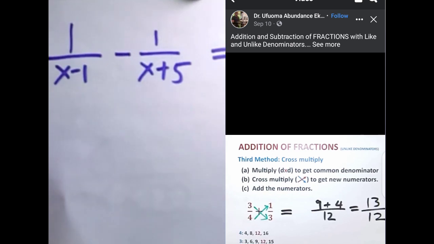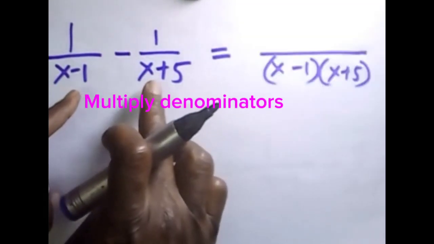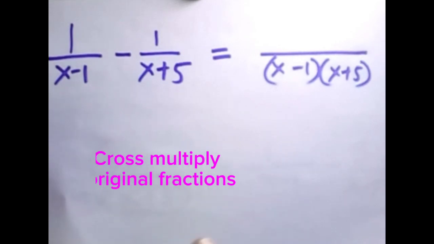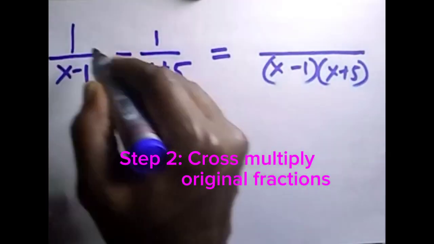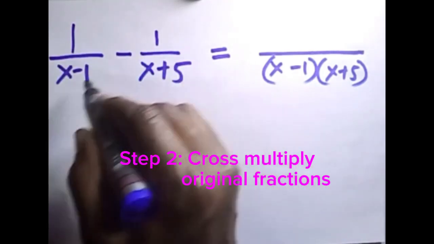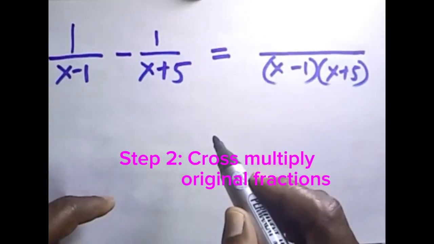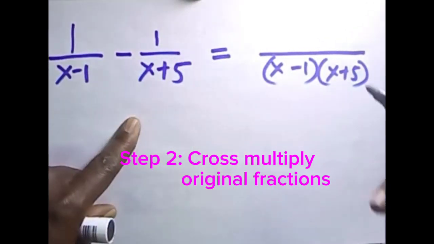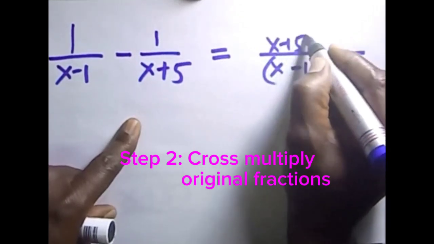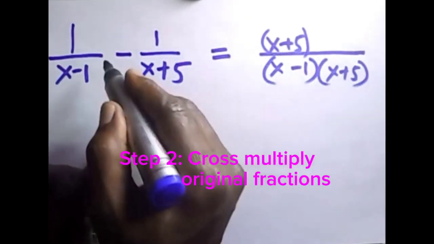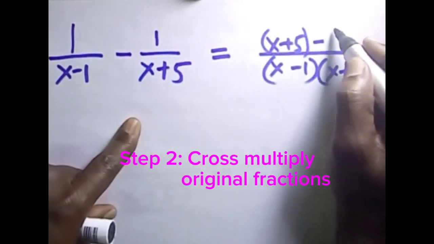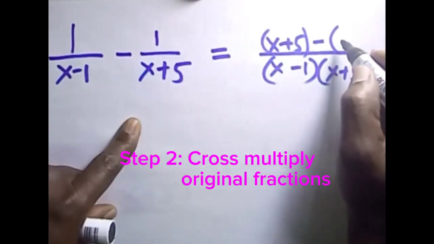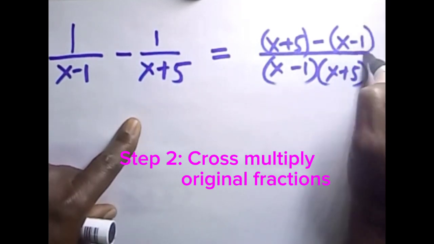So let's go. Recall step 1, we multiply the two denominators to get our new denominator. And then step 2, we cross multiply the original fractions. Do you remember that step? You cross multiply the original fractions. So that's exactly what we are going to do now. When we cross multiply, 1 times x plus 5 just gives us x plus 5. And then there is this minus sign in between. Then 1 times x minus 1, same thing as x minus 1.